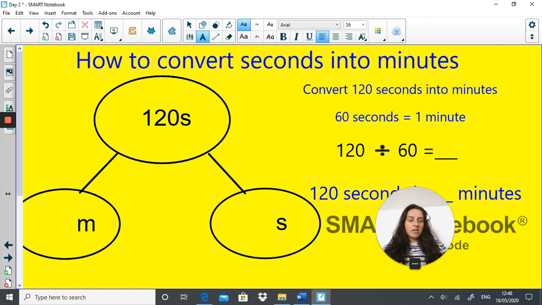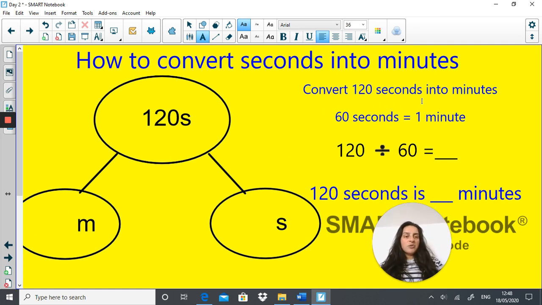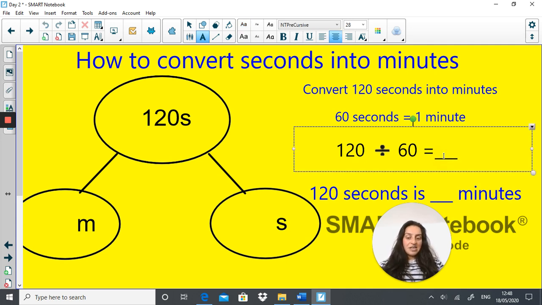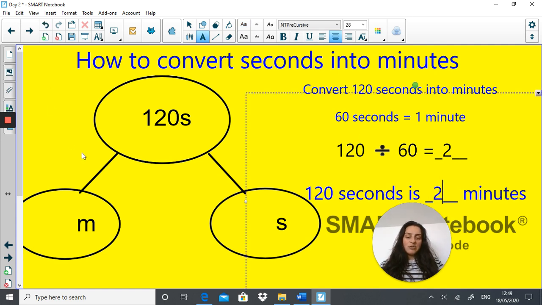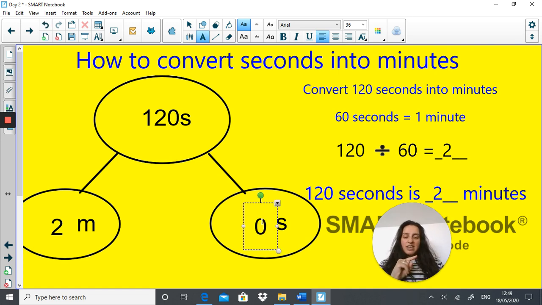So here we go. Convert 126 seconds into minutes, remembering that 60 seconds is equal to 1 minute. So what is 120 divided by 60? It is 2. So 120 seconds is 2 minutes. And how would you fill this out here? Here, you would write down 2 minutes and 0 seconds. As a bit of a challenge, could you fill that out in any other way? Just think about that. A bit like task 4 yesterday.